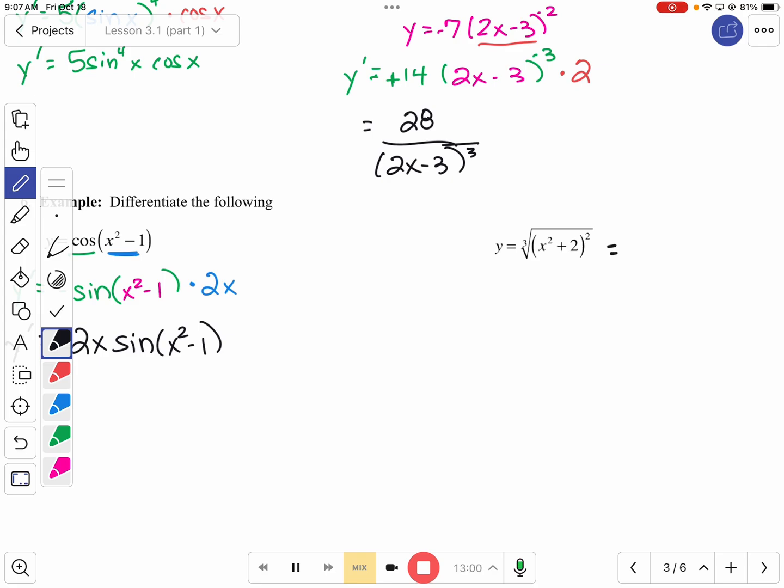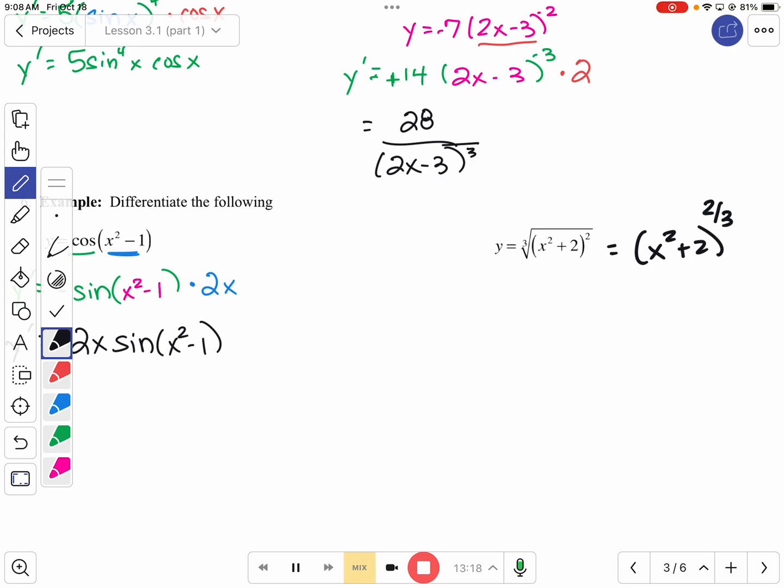All right, what's a good strategy to start this one? Probably make it to be 1/3. Yeah, let's rewrite that root. I got x squared plus 2. I've got a cube root, but it also has a square under that. So what's that going to make my exponent? 2/3. Okay, it's going to make my exponent 2/3.